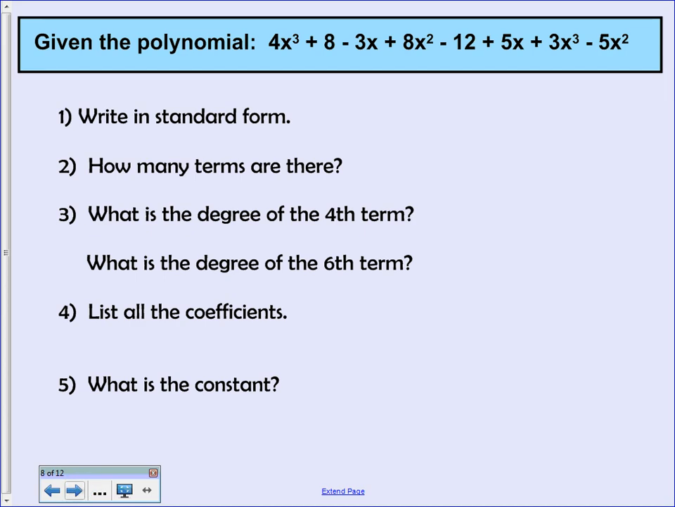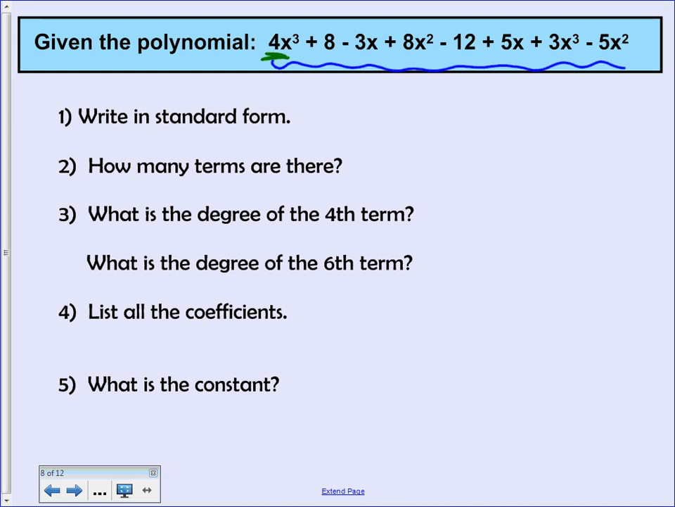So we're going to start by writing this polynomial in standard form. To write it in standard form, I need to combine all like terms and get my polynomial going with exponents in descending order. So I'm going to look across the whole thing and figure out which one of those has the highest exponent. Well, the highest exponent I see is x to the third.